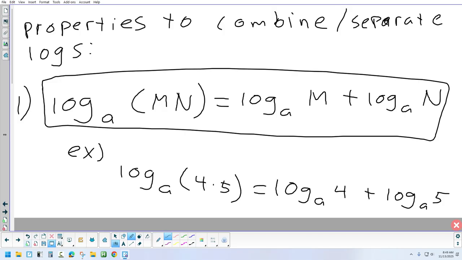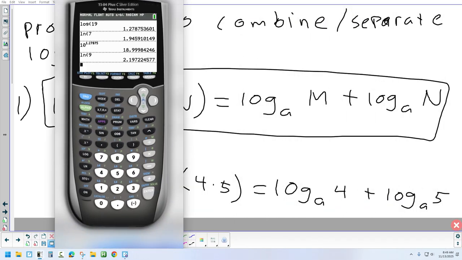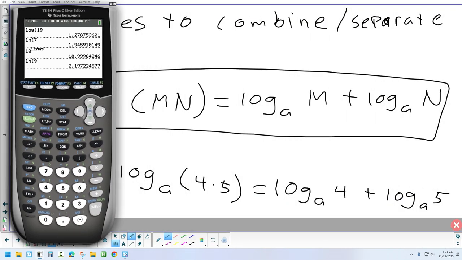And here's an example with numbers. And we could try that one. So I'll type it in just so you can see how it works. And I'm going to use common log because I have a button for that. So I'm going to take the log of 20, and I get that as an answer. And then I'm going to take the log of 4 plus the log of 5. Okay. It comes out exactly the same.